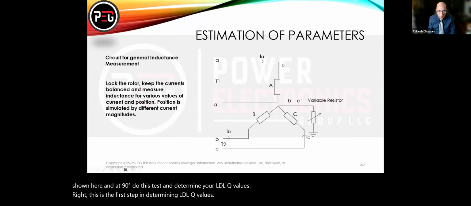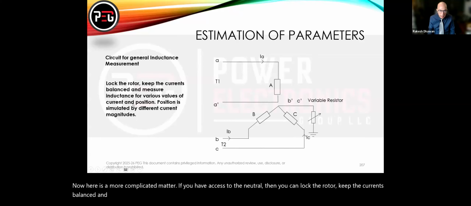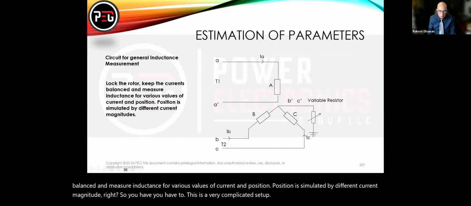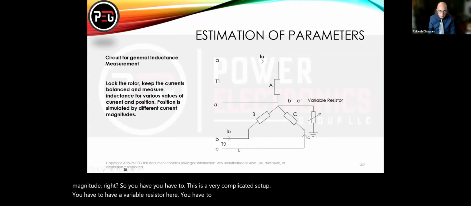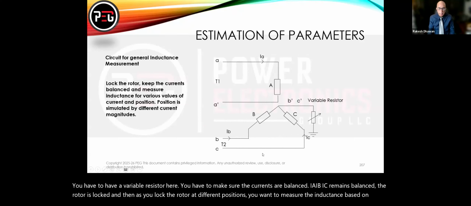Now, here is a more complicated method. If you have access to the neutral, then you can lock the rotor, keep the currents balanced, and measure inductance for various values of current and position. Position is simulated by different current magnitudes, right? This is a very complicated setup. You have to have a variable resistor here. You have to make sure the currents are balanced, IA, IB, IC remain balanced. The rotor is locked. And then as you lock the rotor at different positions, you want to measure the inductance based on the current you push in.